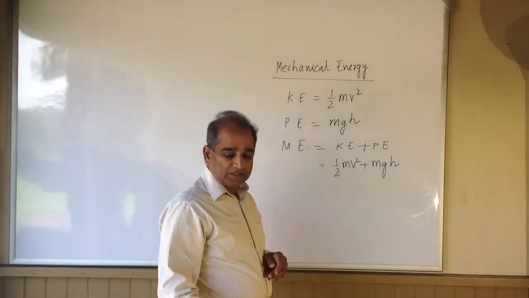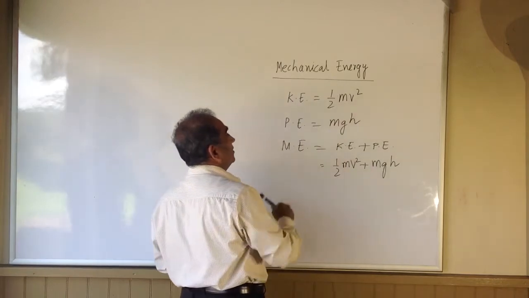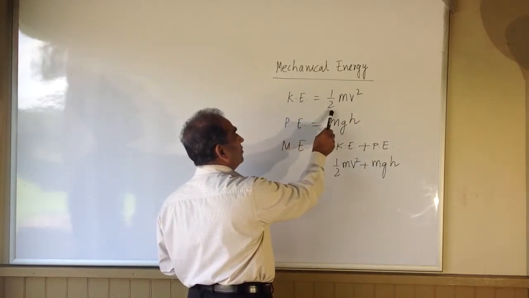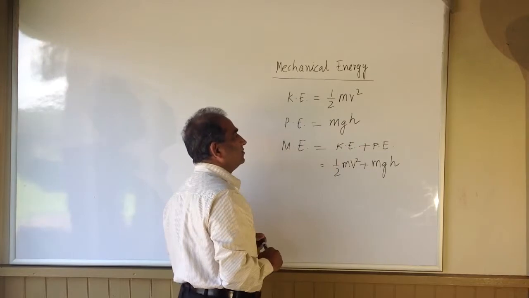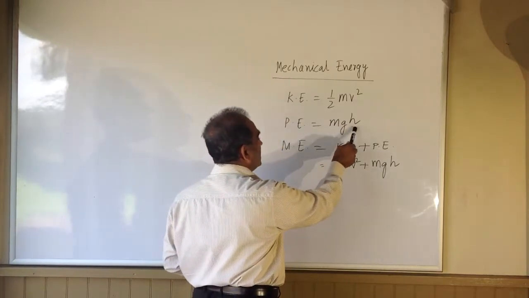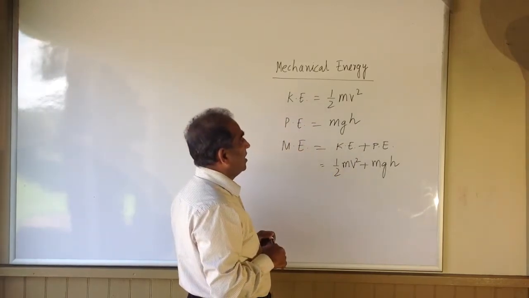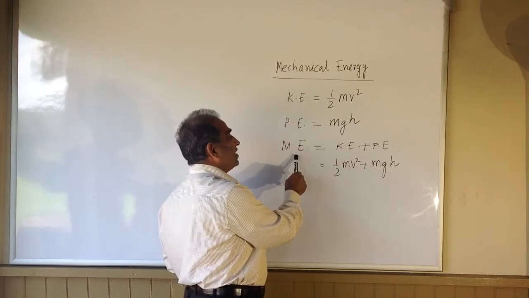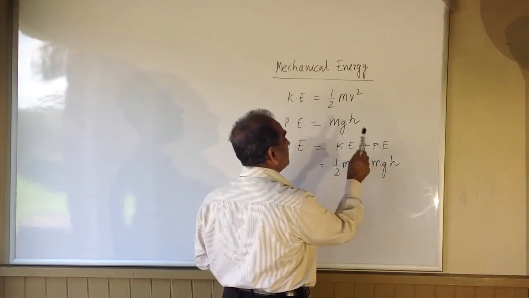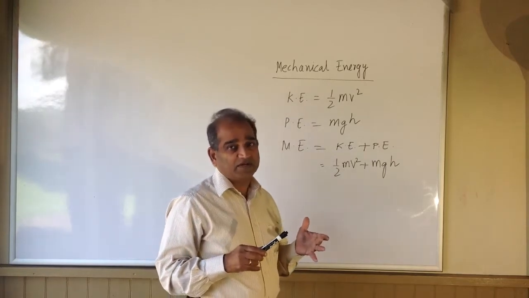Welcome back. Now we will talk about mechanical energy. Kinetic energy, you all know it's 1/2 mv squared, where v is the speed of the body, and potential energy is mgh, where h is the height above the ground surface. And the mechanical energy is defined as the sum of the kinetic energy and potential energies, which is this one. So this is the mechanical energy.